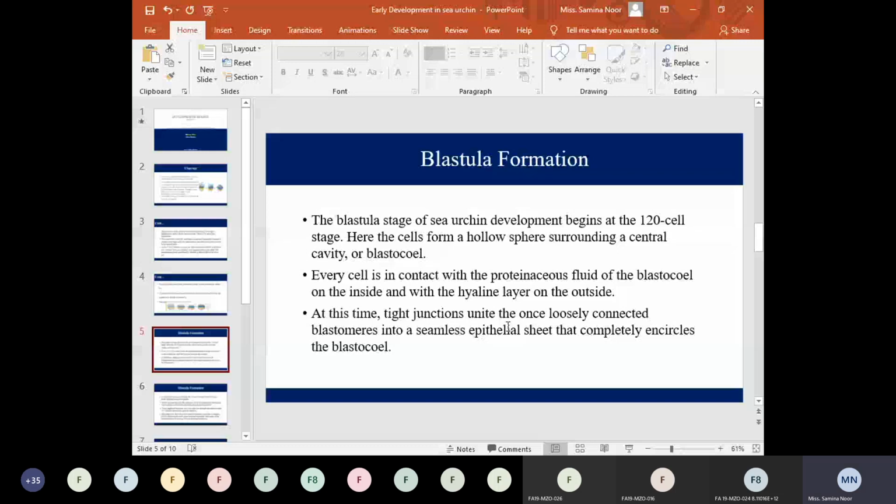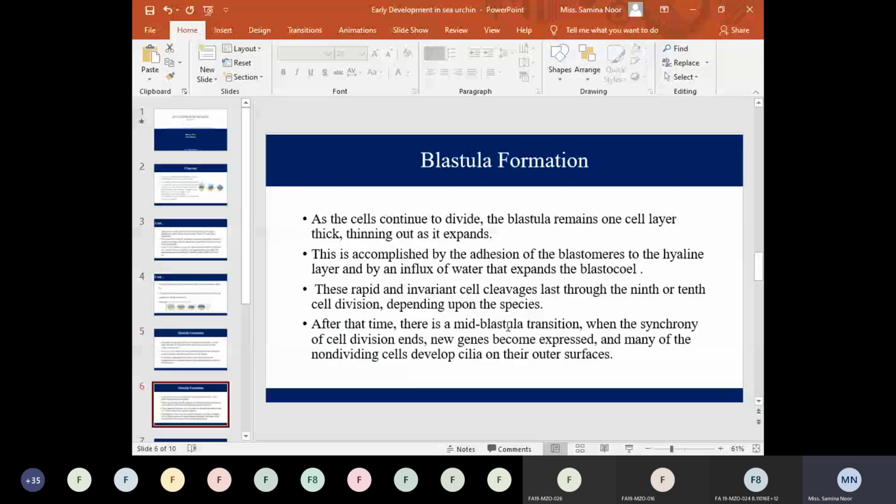As the cells continue to divide, the blastula remains one cell layer thick and thins out as it expands. So blastula layer जो है, जो blastula stage है CHN में, that remains one cell thick, and this one cell thickness is accomplished by the adhesion of the blastomeres to the hyaline layer and by the influx of water that expands the blastocoel. सो दो इम्पोर्टेंट एजेंट्स हैं जो कि मेंटेन रखते हैं वन सेल थिकनेस को. The one is the adhesion of the blastomeres.